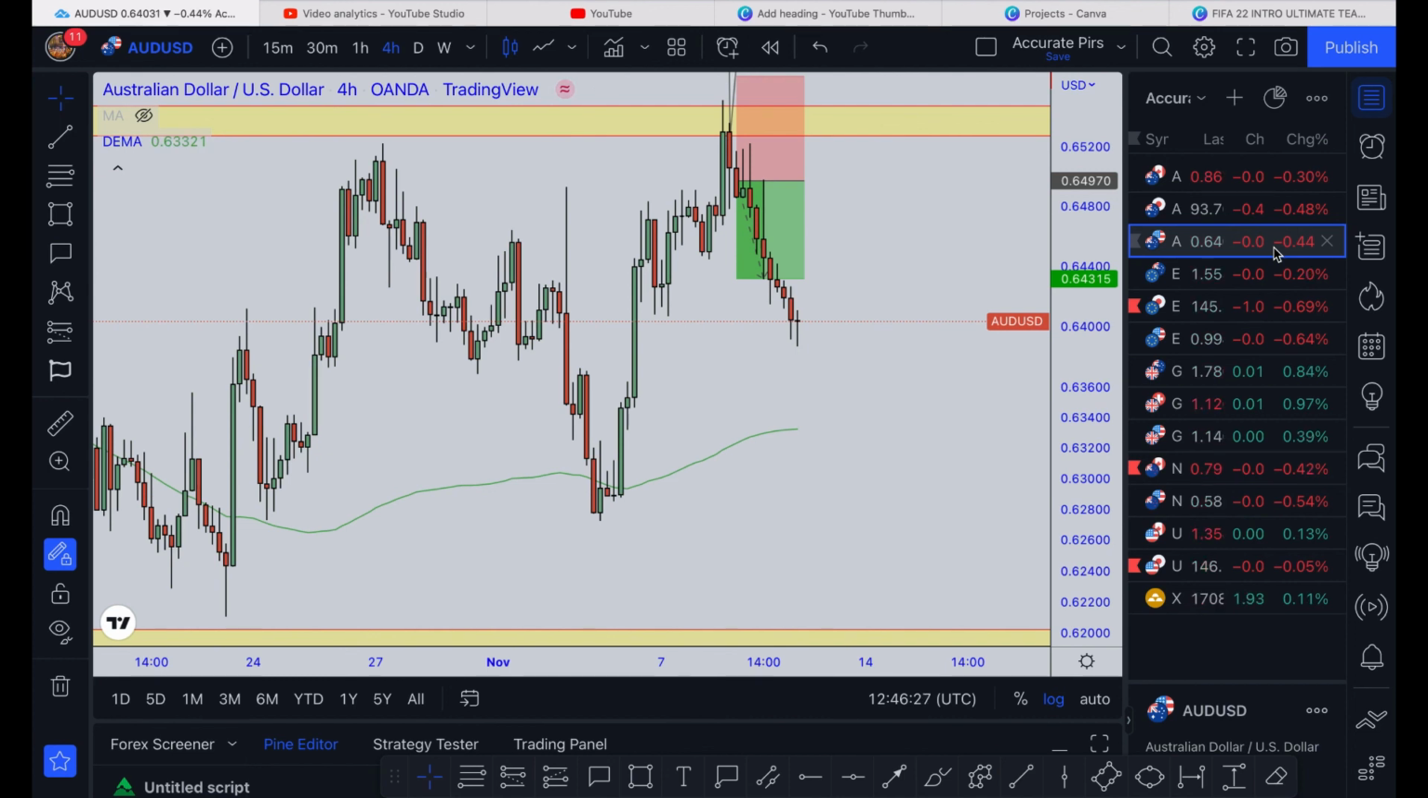How I trade, once I make 50 pips for the week, that's me done for the week. I do not overtrade. I am happy with 50 pips.